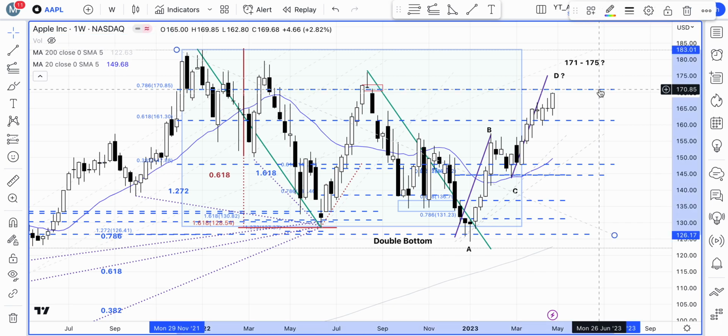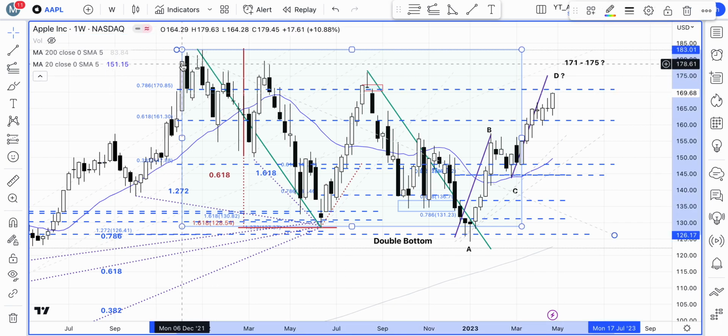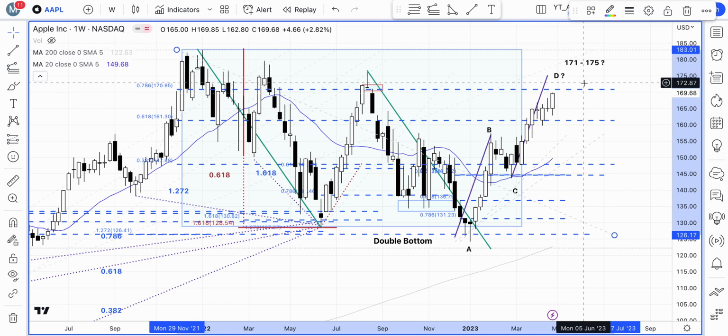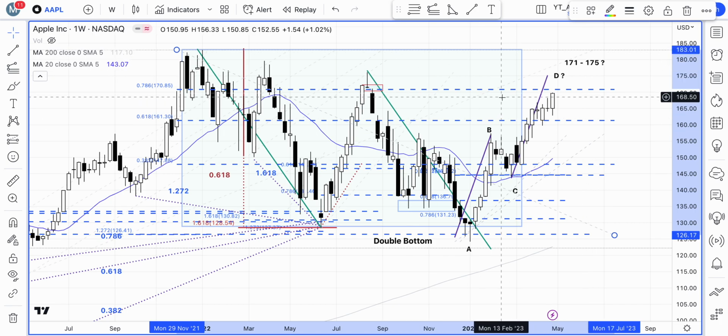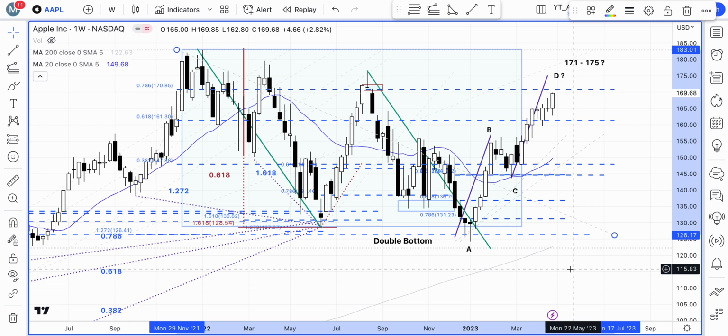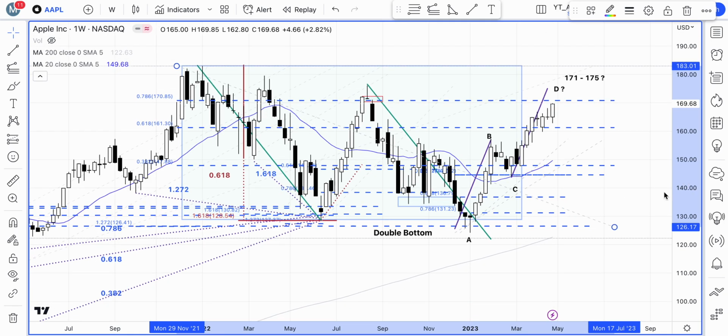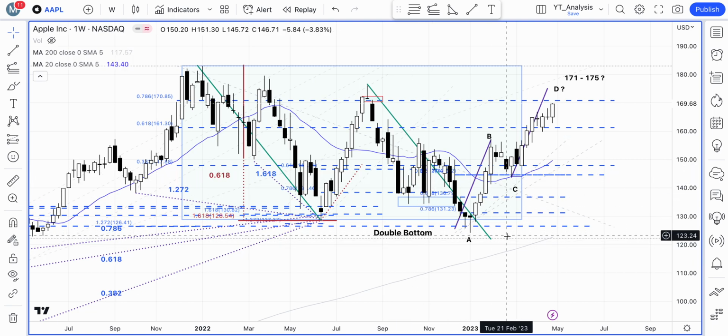We have this 78.6% Fibonacci retracement coming from the highs way back achieved at the beginning of January 2022, so quite a while ago. And we have this ABCD formation. That's why we think that 171 to roughly $175, $176 per share level is the kind of area we are targeting. From a momentum perspective, the stock looks good because the price is trading above the 20-week moving average and above the 200-week moving average.